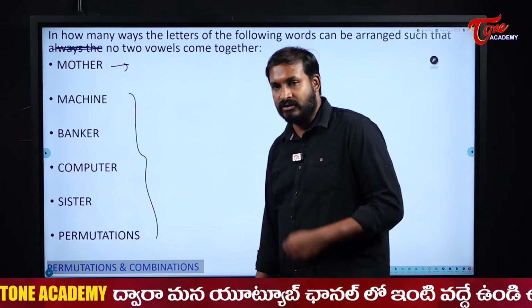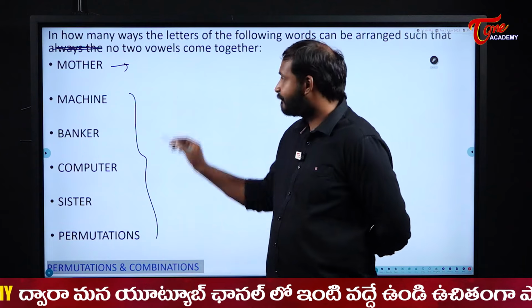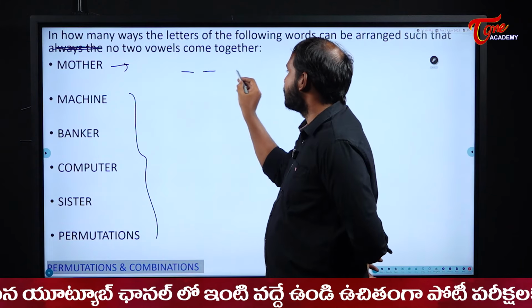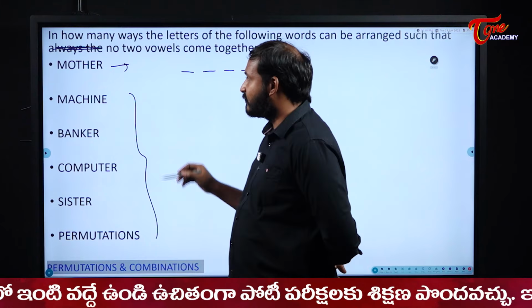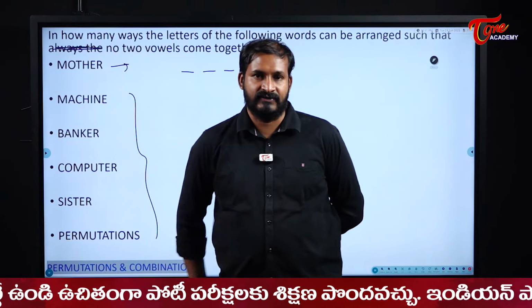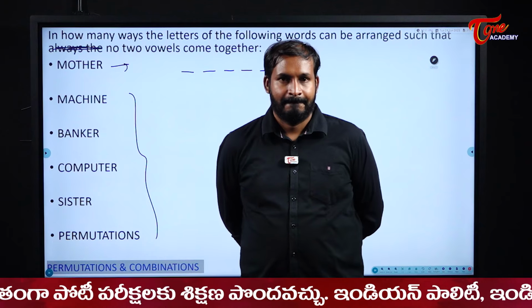Then sir, how do we need to solve this one? First we will see the word. Total how many letters are there? 6 letters are there, sir. So I can arrange either the vowels first or the consonants first. It is up to you.